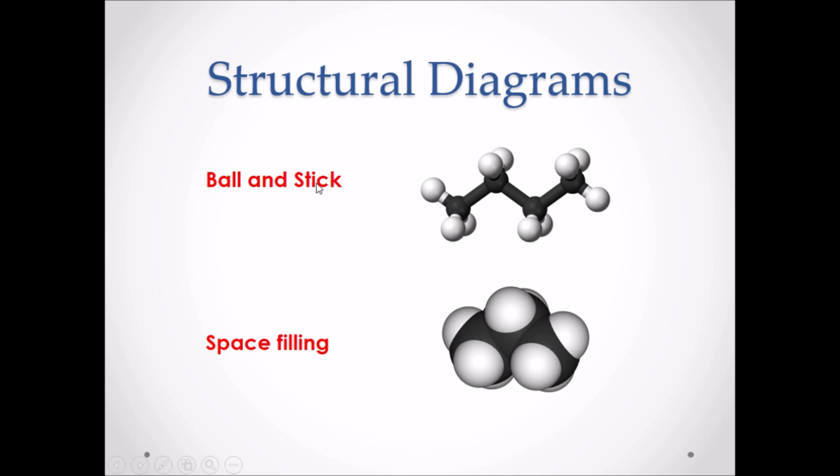Next is a ball and stick. This simply represents each atom by a sphere. The black represents carbon, and the white represents hydrogen. This is more of a realistic structural diagram because it shows the proper orientation of each atom around another. And finally, space-filling diagrams show the electron clouds around each atom.